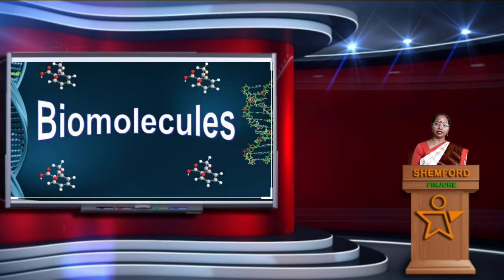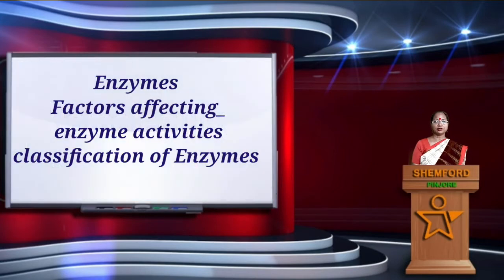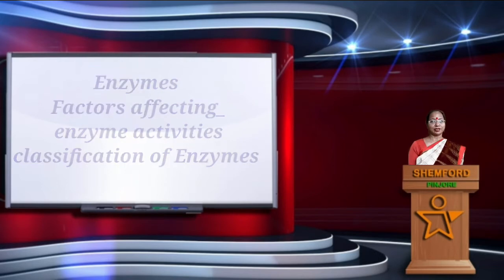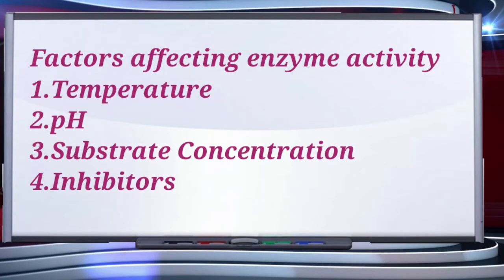In continuation of chapter 9, we have already done what are enzymes and properties of enzymes in the previous video. Today we will learn about factors affecting enzyme activity and classification of enzymes in this presentation. In biochemical reactions, the activity of an enzyme is affected by many factors. These factors are temperature, pH, substrate concentration, and inhibitors. In the coming slides, we are going to learn the effects of these factors one by one.